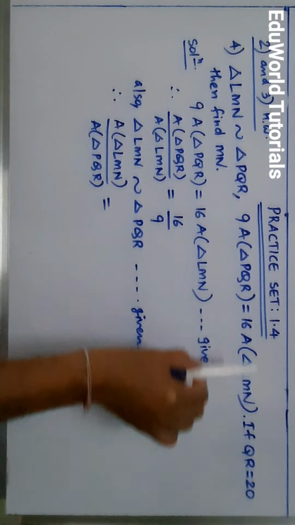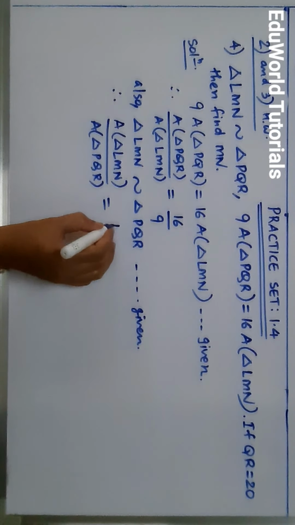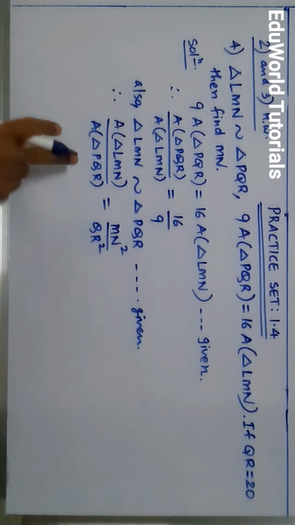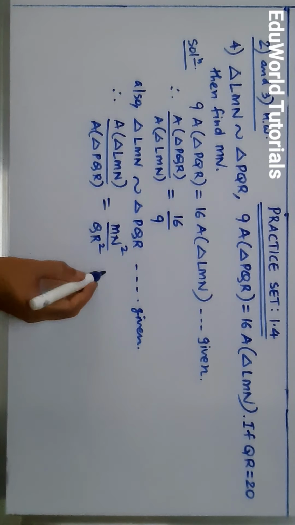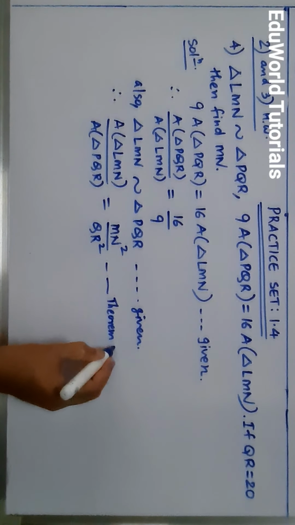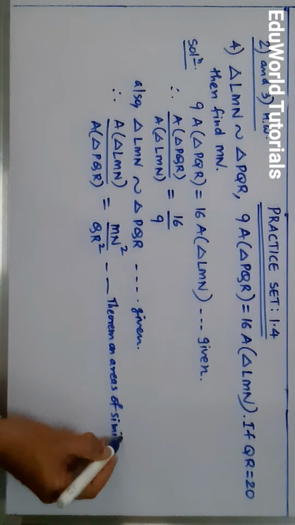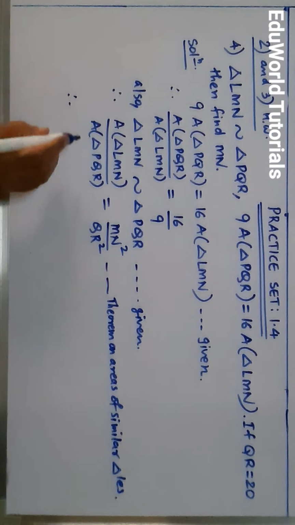MN and QR are corresponding sides, and we have written triangle LMN upon triangle PQR. So sides MN and QR are corresponding sides. So I will write MN square upon QR square. Understand, the ratio of areas of two similar triangles is equal to the ratio of squares of the corresponding sides. What is the theorem? The theorem on areas of similar triangles. This is the reason. Now simply we have to put the values.